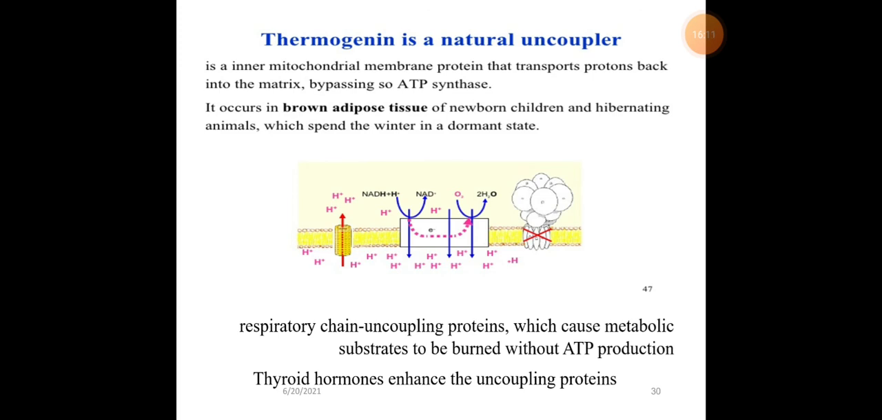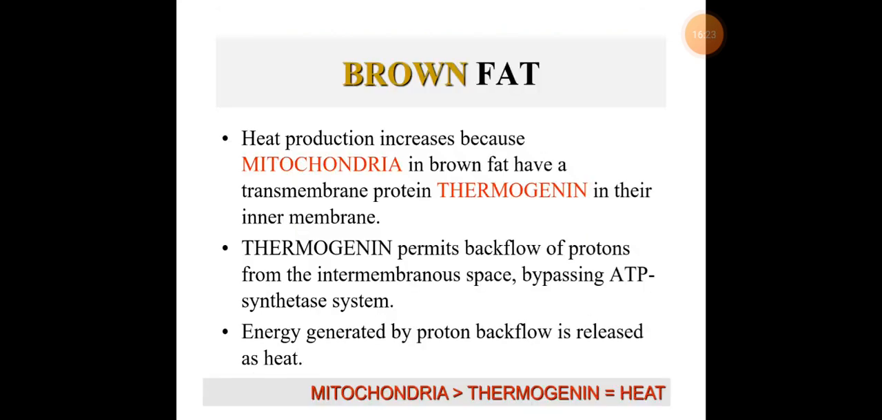Also, thyroid hormone enhances the uncoupling reaction. Some people have goiter, for example. These people with goiter consume energy, losing energy. In brown fat, heat production increases because the mitochondria of brown fat have the transmembrane protein thermogenin in their inner membrane. Thermogenin permits backflow of protons from the intermembrane space, bypassing the ATP synthase system. So they are not producing ATP. Instead, they are generating heat.